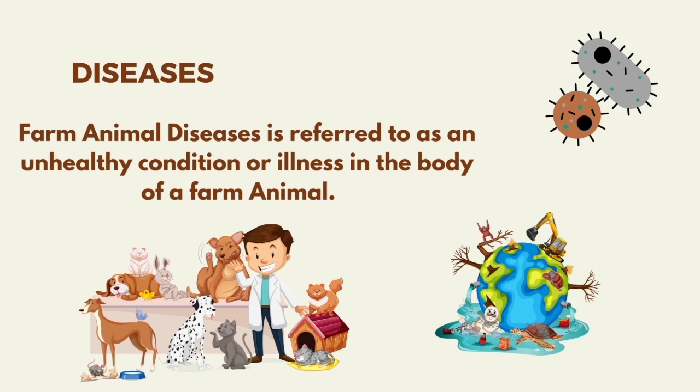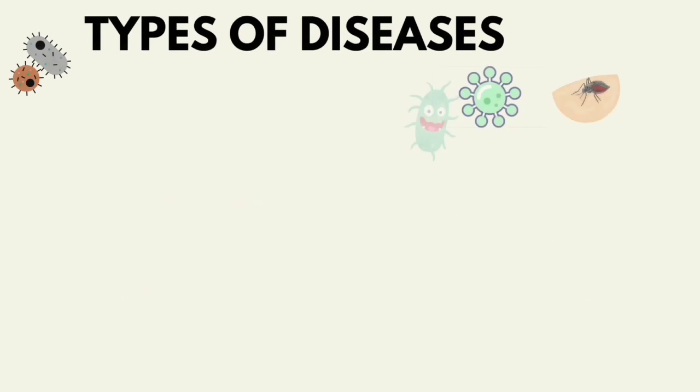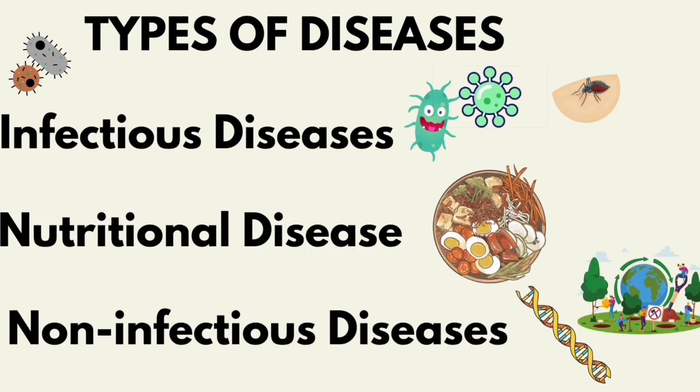Now, the types of diseases. We have infectious diseases. These are caused by pathogens and parasites. Non-infectious diseases. These are caused by factors such as environment and management practices. Then nutritional diseases are caused by deficiencies or imbalance in the diet of farm animals.